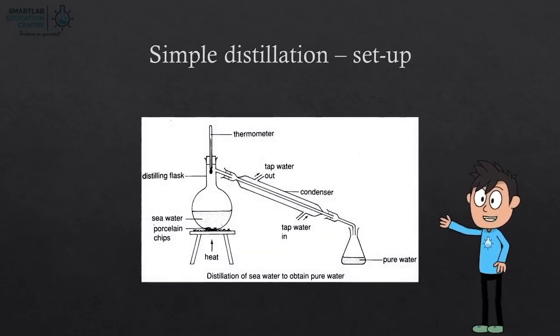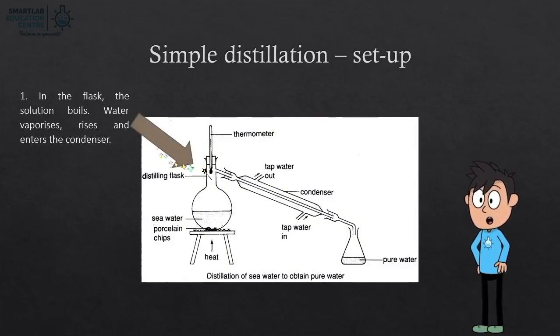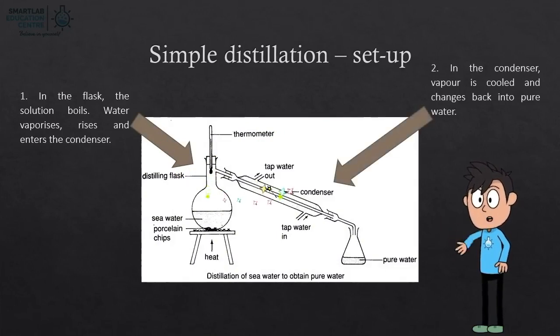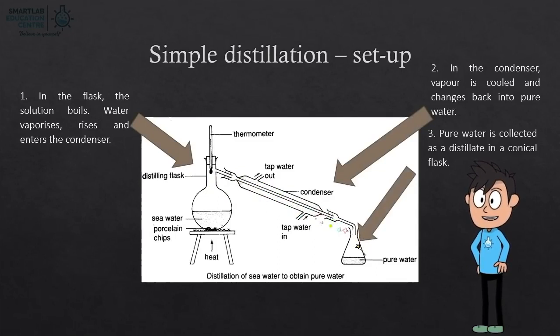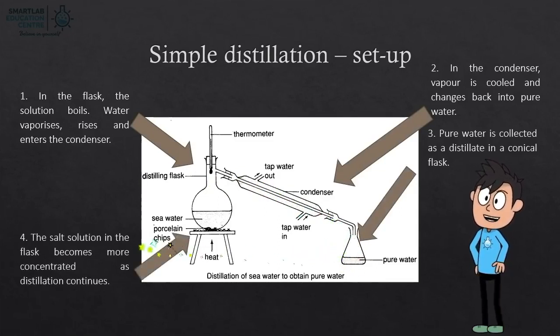Let's take a look at this simple distillation setup. In the flask, the solution boils. Water vaporizes, rises and enters the condenser. In the condenser, vapor is cooled and changes back into pure water. Pure water is collected as a distillate in a conical flask. The salt solution in the flask becomes more concentrated as distillation continues.